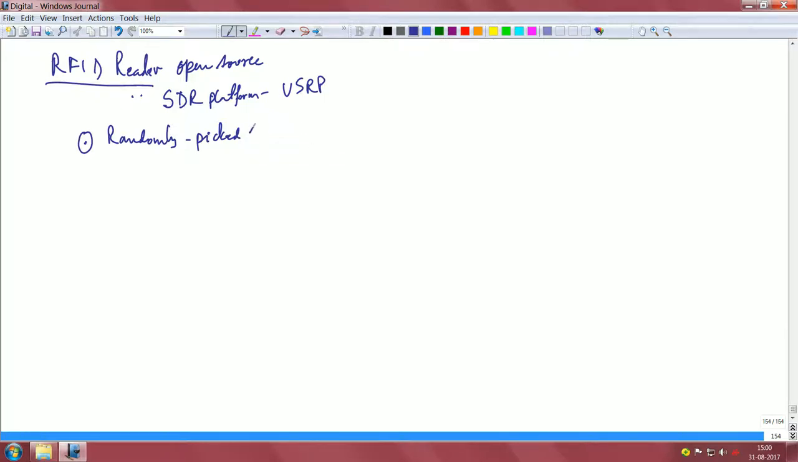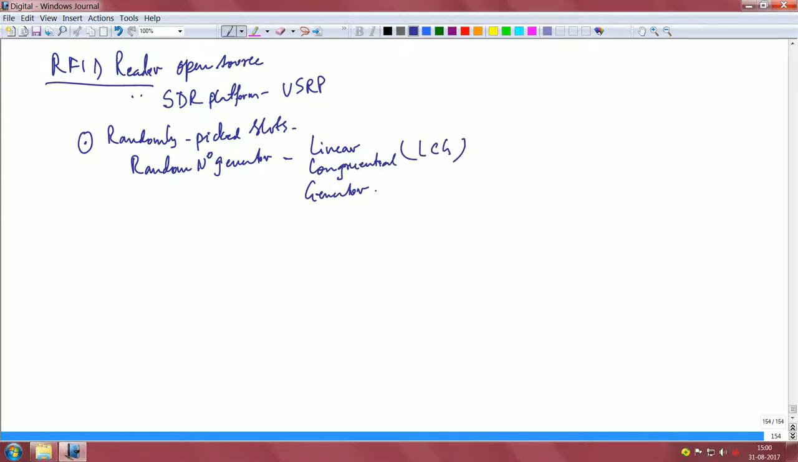Picked slots. It is important for you to note that the random number generator, if it is a good one, can also reduce collisions in a way, right? There are some very standard algorithms. Particularly, there is a generator called the linear congruential generator, LCG. LCG is a very common pseudo random number generator, and this can be used. Okay, so this is an important thing, and that's what the protocol is actually talking about.